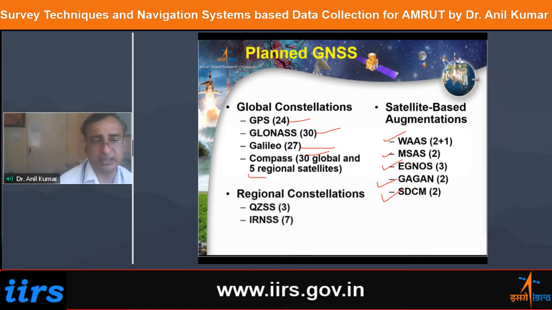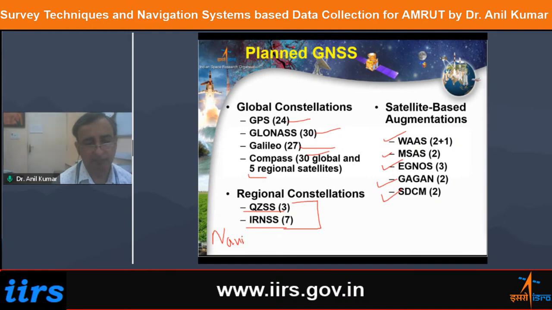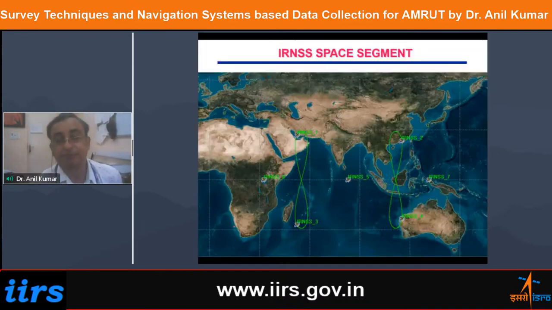Then you can see regional constellations. There are 2 navigation satellite systems which work under regional names, that is QZSS by Japan, and IRNSS, the Indian Regional Navigation Satellite System, by India. This is also called NavIC, a name given by our Prime Minister, Shri Modi ji, for NavIC, basically the boatmen who are sailing for catching fish, and this system helps guide them so that they can come back to the harbor. You can see the constellation of IRNSS.